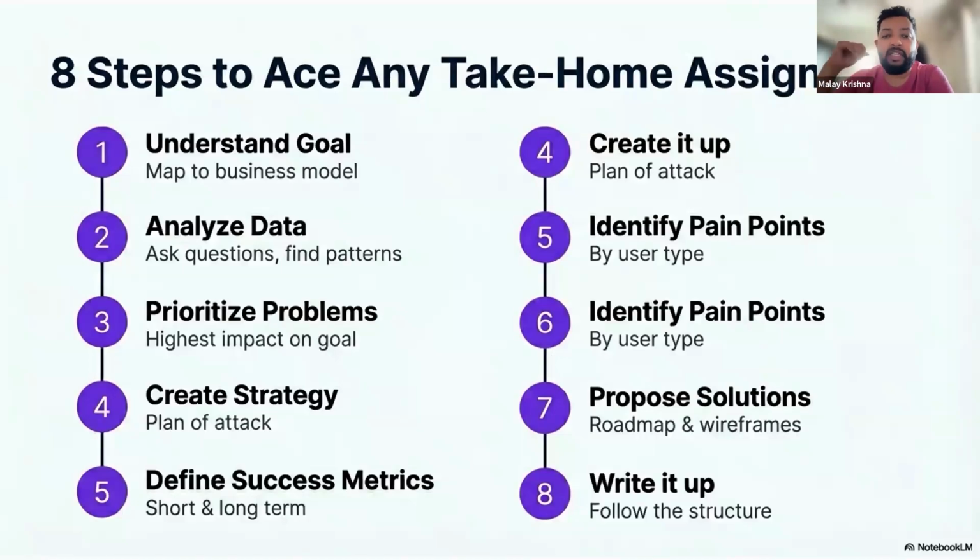Next, you create a strategy. The strategy is basically how are you going to solve it? So think about 2 to 3 approaches usually. So ensure supply meets demand. In the travel example, right?